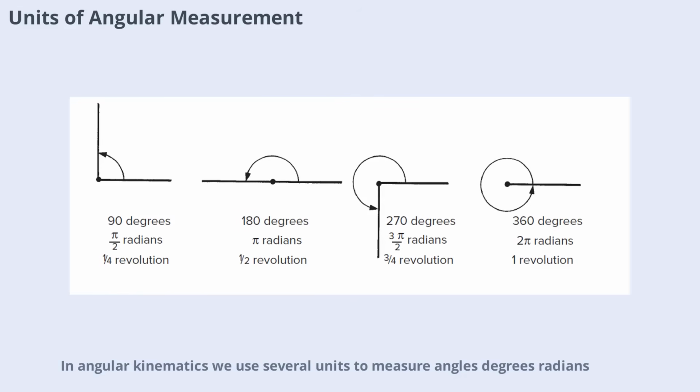In angular kinematics, we use several units to measure angles: degrees, radians, and revolutions. Each unit has its place depending on the context. Degrees are common in daily life, radians are preferred in scientific calculations, and revolutions are useful for describing complete rotations. Understanding how to convert between these units is a valuable skill for anyone studying biomechanics or working with rotational data.